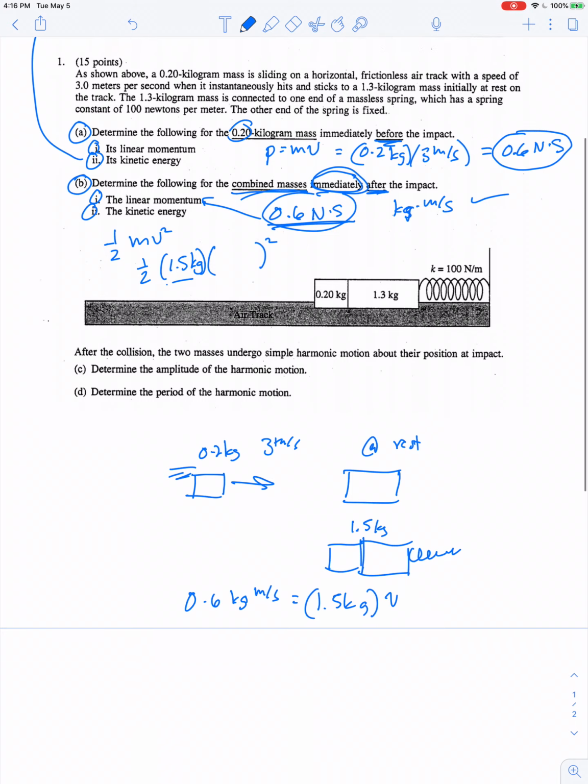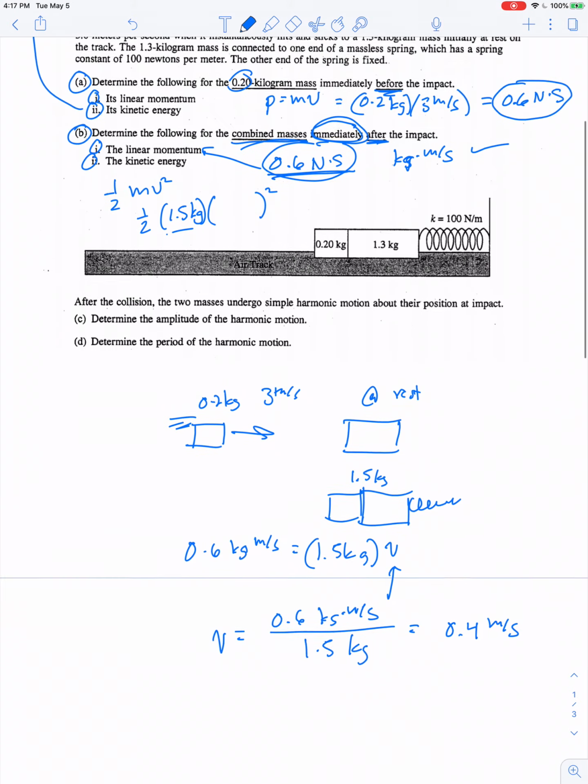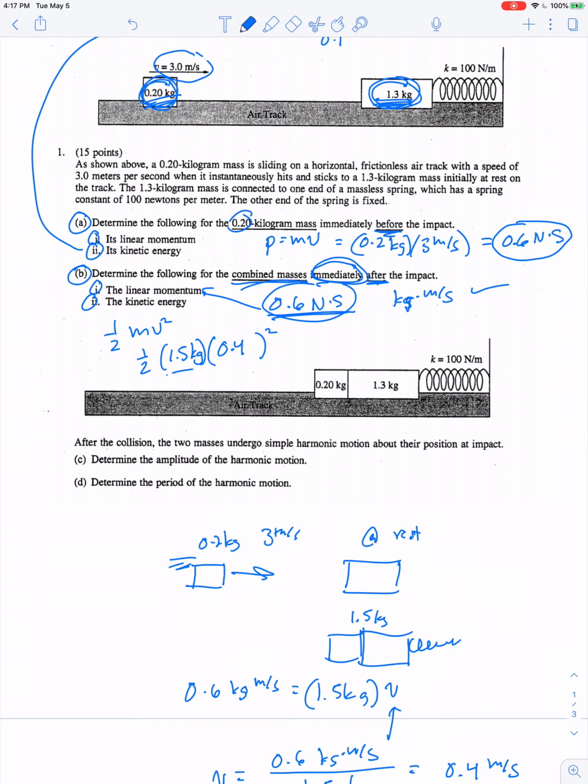then we can figure out what speed would correspond to that amount of momentum. We just need to divide 0.6 kilogram meters per second of momentum by 1.5 kilograms. Now, 6 divided by 1.5 would give us 4, so mental math, this must be 0.4 meters per second. So that's the velocity we'll use in this formula for kinetic energy. 0.4 squared multiplied by 1.5 divided by 2 gives us 0.12 joules.